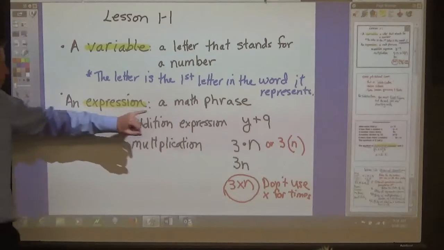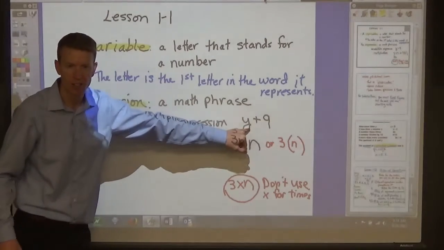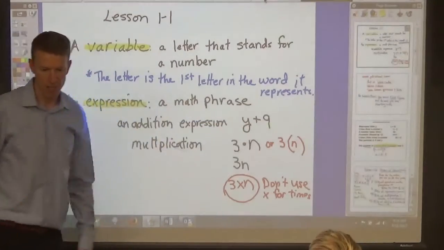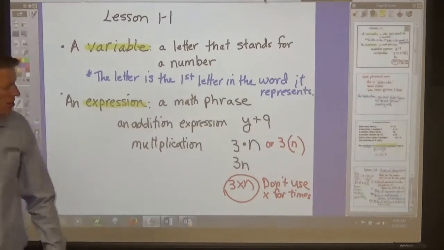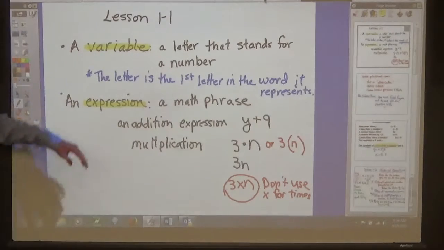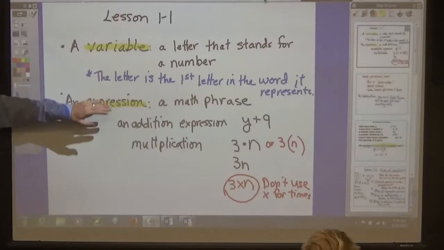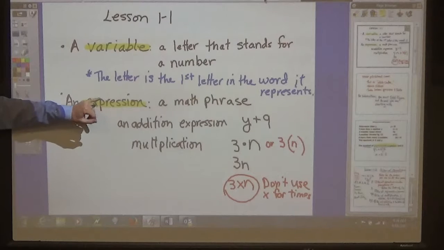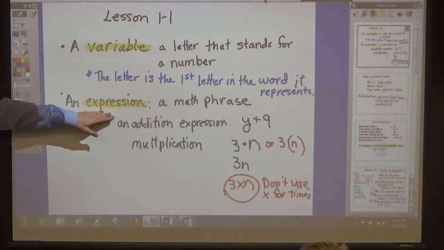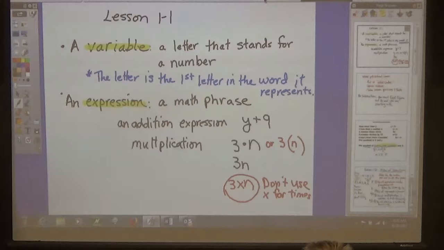When you can put a number in for a letter and get a different answer depending on what the number is. So 2 terms that we need to make sure that you know: a variable, a letter that stands for a number, and an expression, which is like a math phrase. Okay?